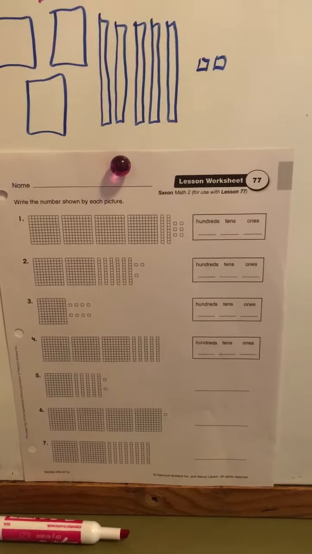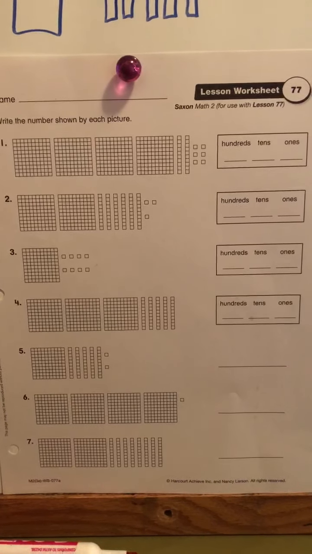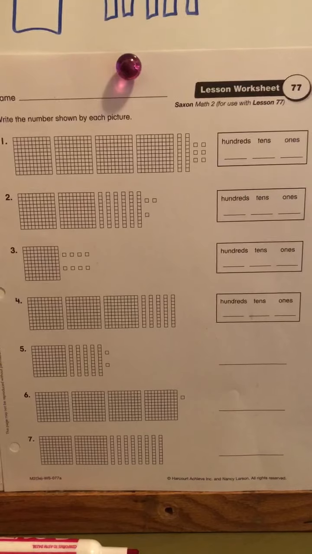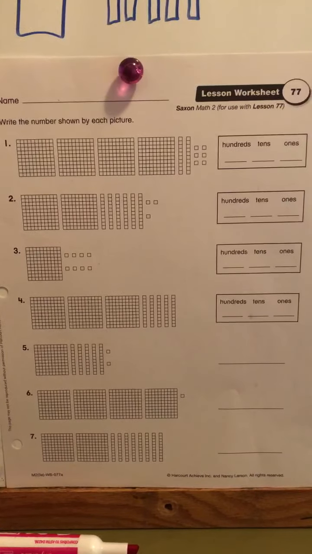So you're going to need lesson worksheet 77. If you don't have that, please go get it quickly because we're going to do this together. It looks like this. You have pictures of the base 10 blocks. All right, so put that paper in front of you. You will need a pencil. And let's get started. We're going to start with number 1.